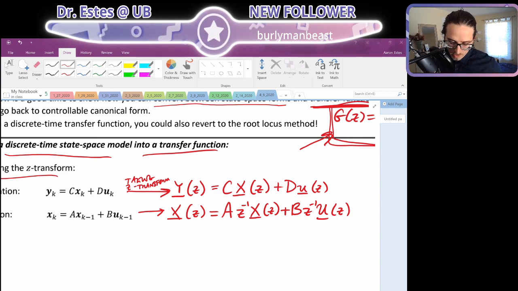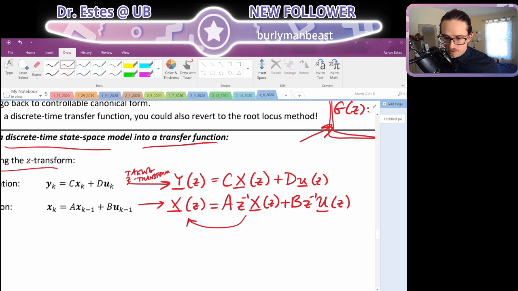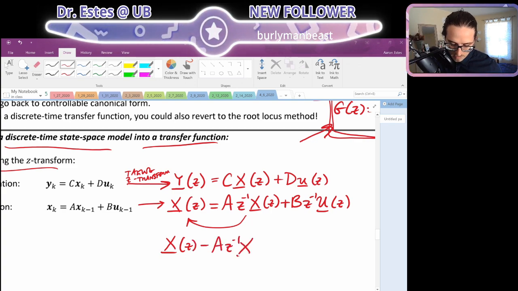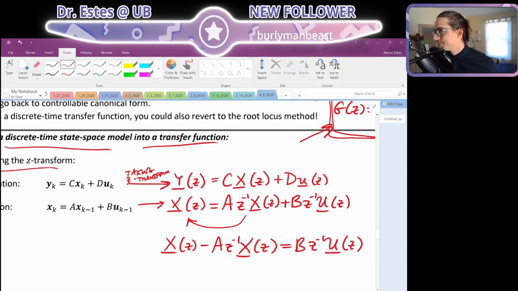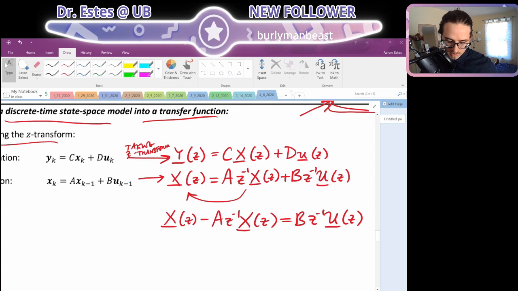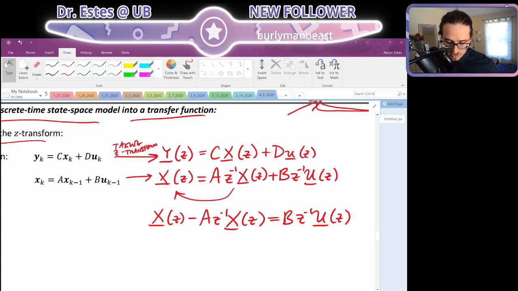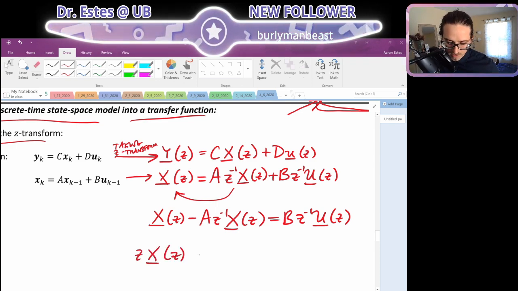All right, so I want to keep working with this state equation first. I'm going to bring this term over to the left-hand side, so I have X(z) minus A z to the minus 1 X(z) equals B z to the minus 1 U(z). Before we get to the next step, I'm going to multiply this by z because I don't like working with z to the minus 1. I'd rather just have everything be positive z.